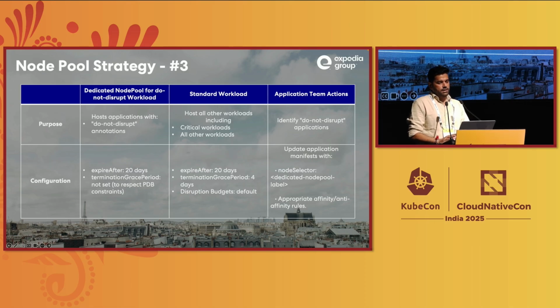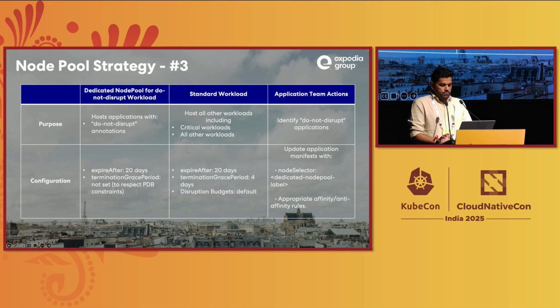While not as isolated a strategy as the second, this still protects important workloads within a longer eviction window, right? Then a similar kind of requirement from the application as well. The benefit of this node pool is that it protects only do-not-disturb workloads from disruption and node churning. And for standard workloads, the 4-day termination grace period ensures graceful exit before we force termination.